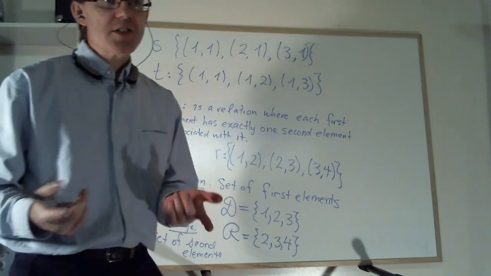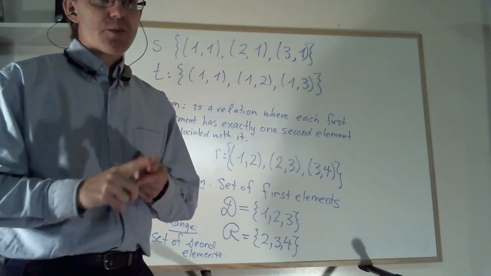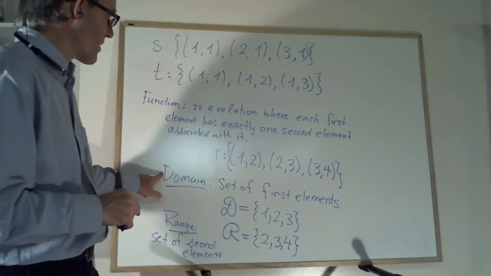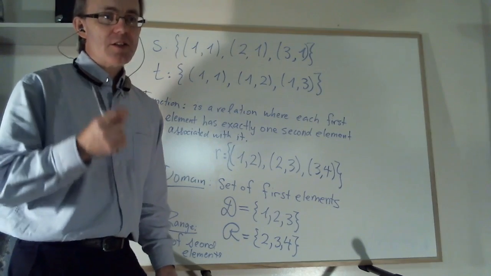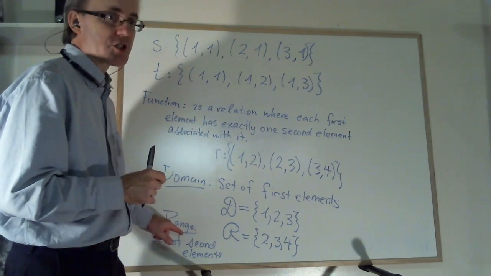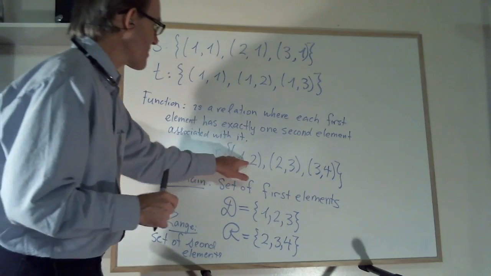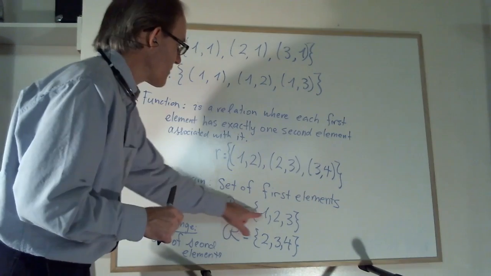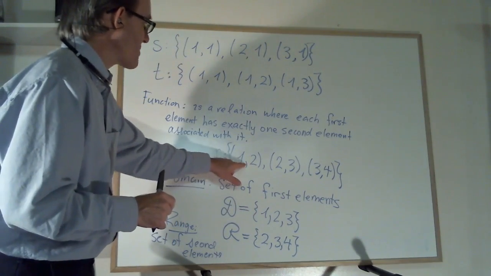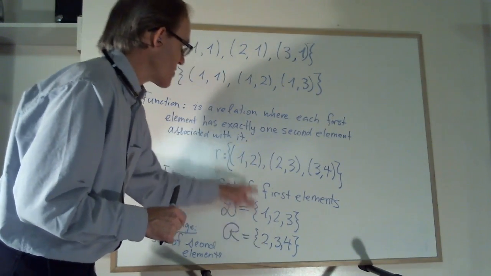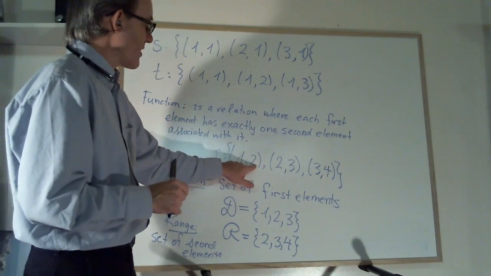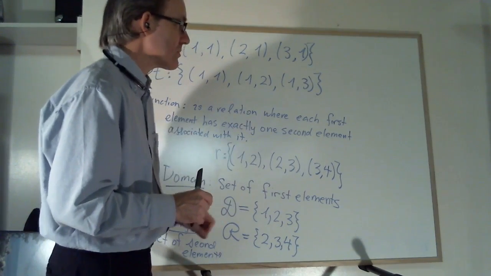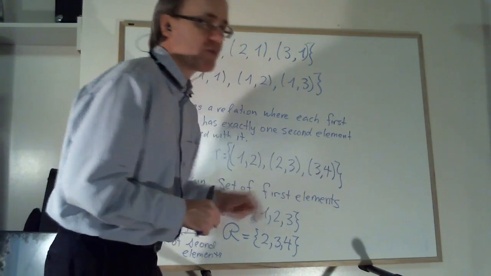Okay, another way of saying this is it's a rule. A function is a rule which assigns to each value in the domain a single value for an element of the range. So for example, this first relation is a function. For each value in the domain, you have just one value in the range. So 1 gives you 2, and 2 gives you 3, and then 3 gives you 4.